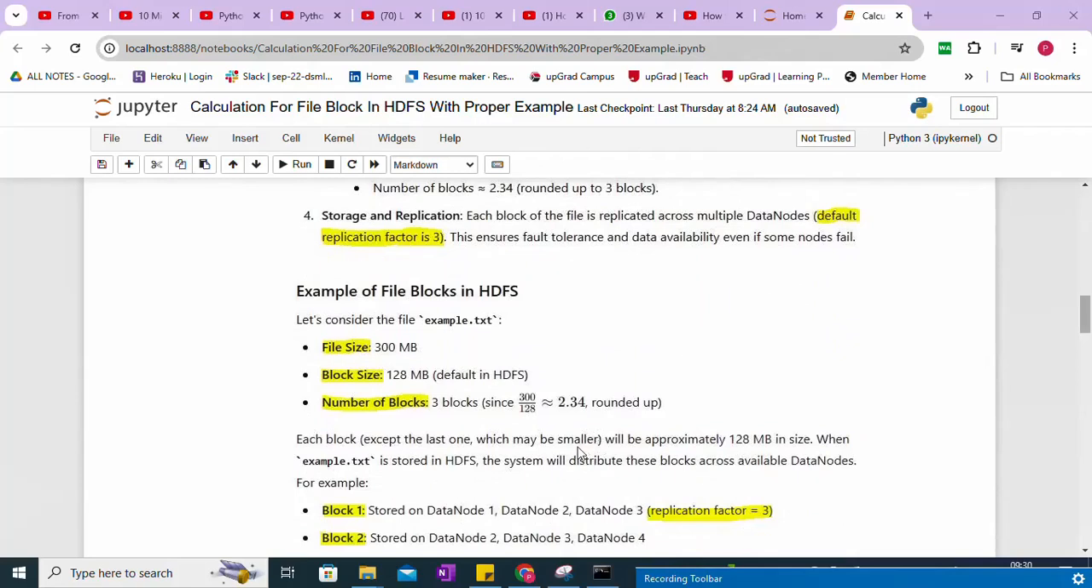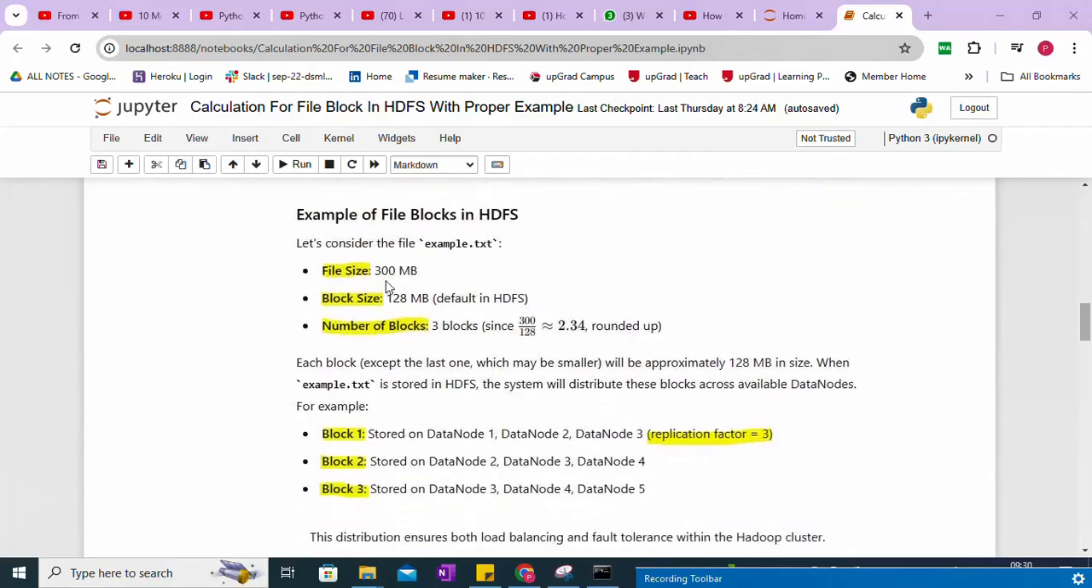Okay, let's take the example. The same example here, the file size is 300 MB, block size is 128 MB by default. The number of blocks will be 3 blocks. Why? Because 300 divided by 128 is around 2.34, which is around 3 blocks. Now, each block, except the last block, which may be smaller, will be approximately 128 MB in size.